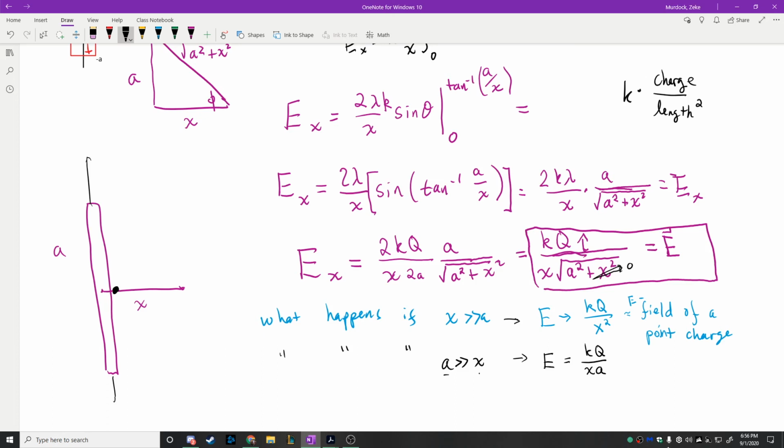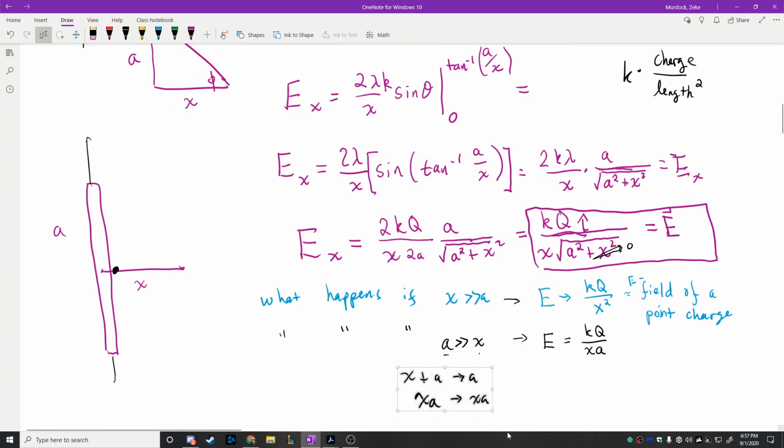Because it's not x plus a. Look, if I say this, then x plus a goes to a. But x times a just goes to x times a. x isn't 0, exactly. If you put x equal to 0, you get infinity, and that's fine. You should get infinity if you go to 0. But, yeah, that's the idea. Good question, for sure. I understand why you think that.